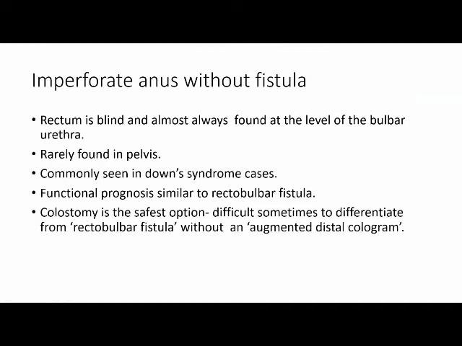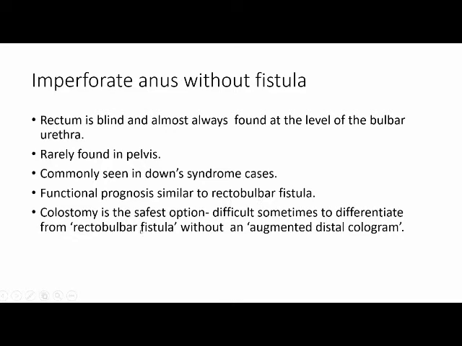Yes, sir. Go ahead. Another entity which we can see is an imperforate anus without a fistula. In this case, the rectum will be a blind ending pouch, and almost always it will be at the level of the bulbar urethra. The rectum is rarely found in the pelvis. One thing we need to keep in mind is that this type of presentation is commonly seen associated with Down syndrome. The functional prognosis is good, and it is similar to that of a rectobulbar fistula.